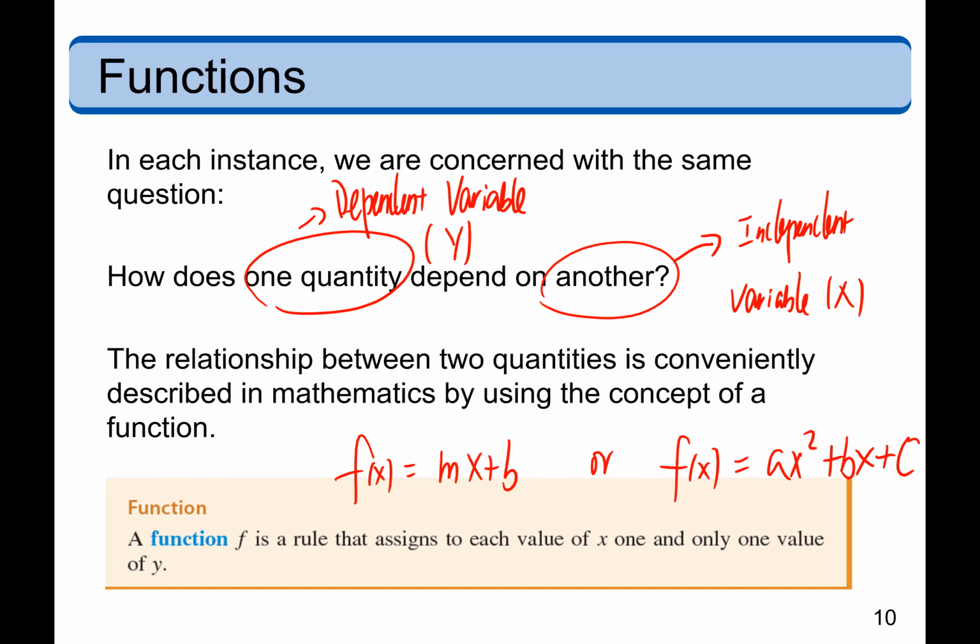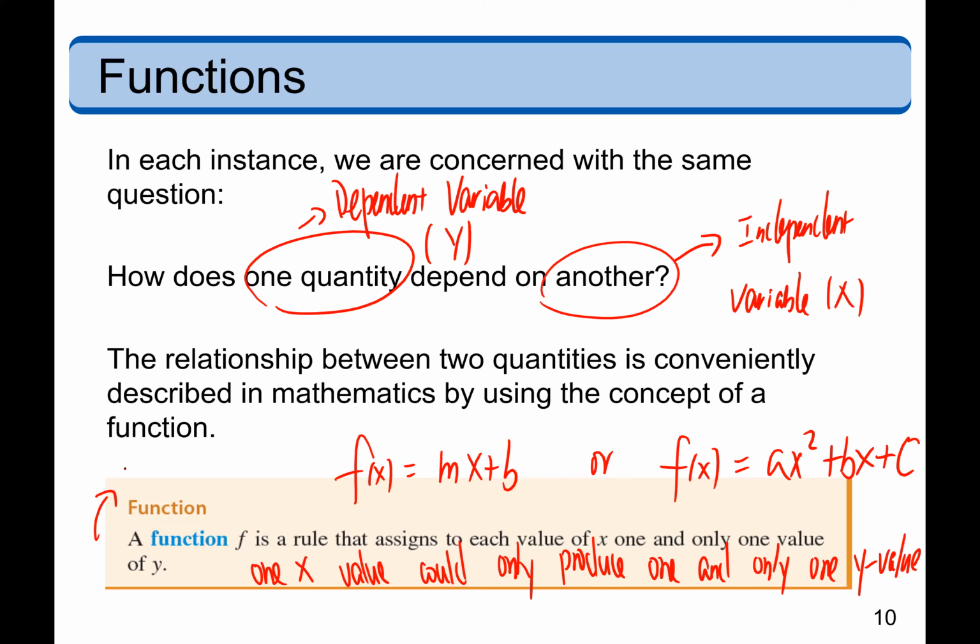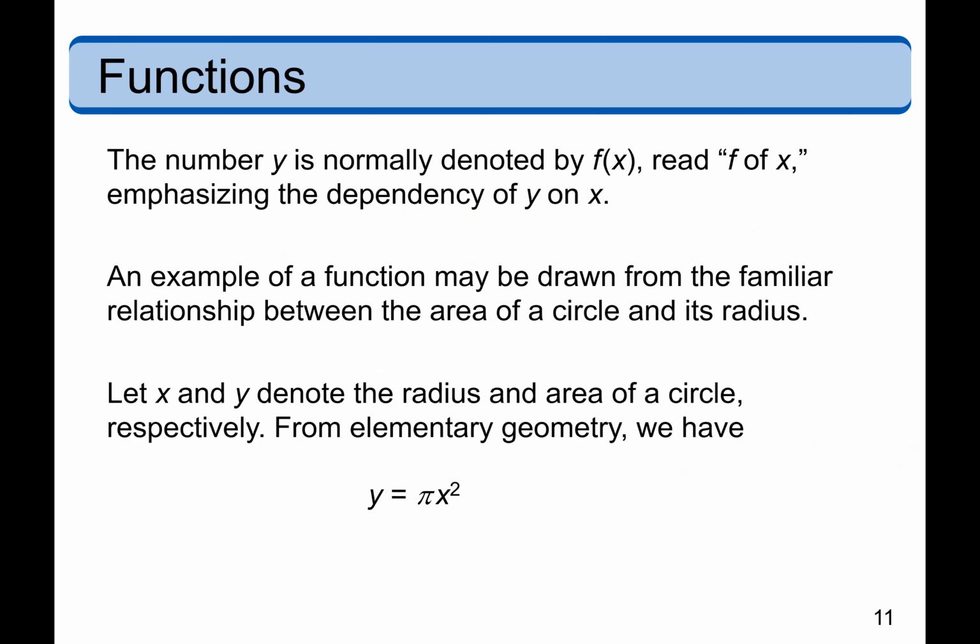So basically, the function notation tells us that one x value could only produce one and only one y value. So that's why it's called a one-to-one relationship. All function relations are one-to-one relations. Like the example we went over, anytime you plug in the x value, you only get one y value out of it. And that's why it's a function.